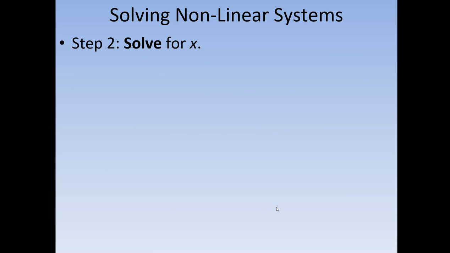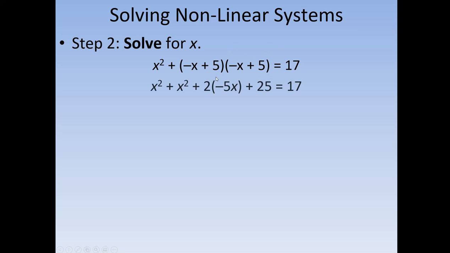Now step 2 is solve for x. So I'm going to take the negative x plus 5 squared that we have and rewrite it so it looks like this. Because remember, when we square things, we're multiplying it by itself twice. So I'm going to distribute the negative x to both terms and the 5 to both terms. So I get negative x times negative x, which is x squared. I get 2 negative 5 times x. And then I get a 5 times 5, which is 25. So this is what it looks like.